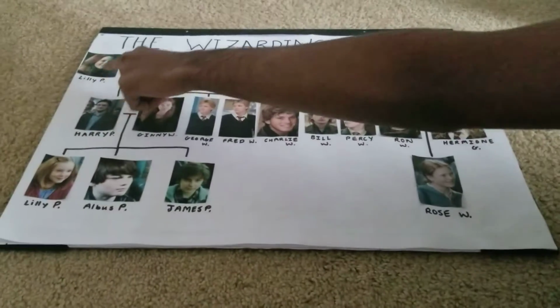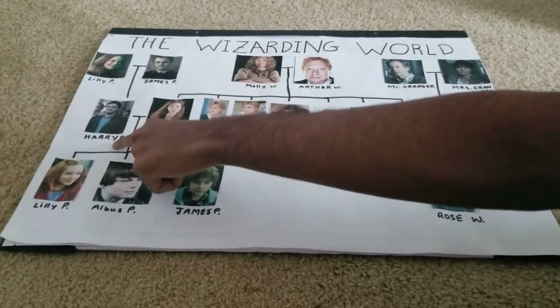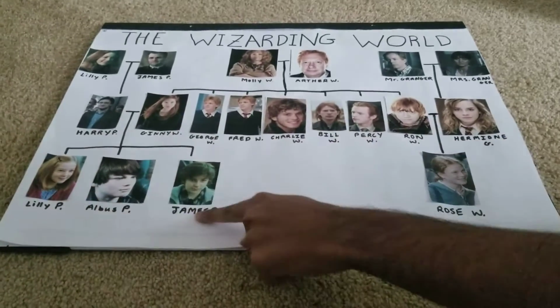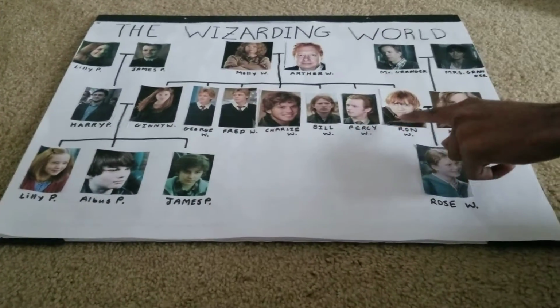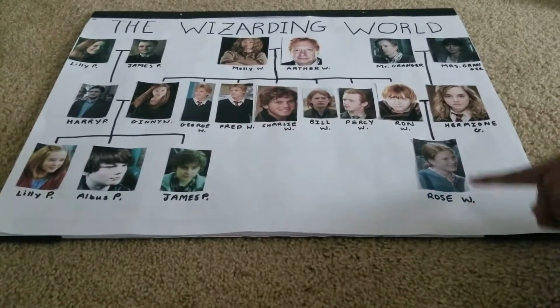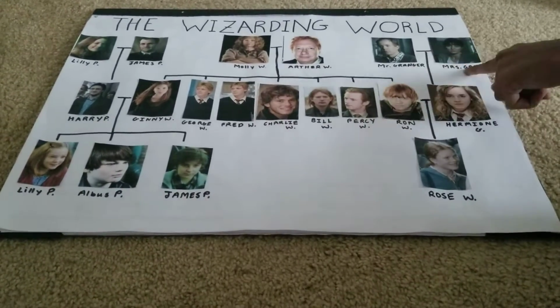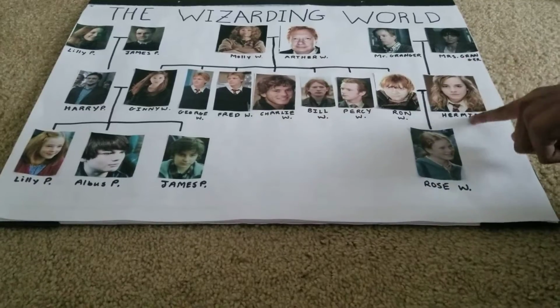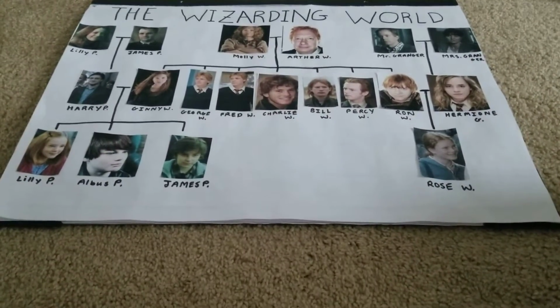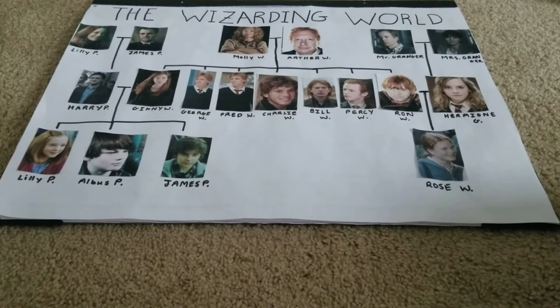This is Lily and James Potter, Harry Potter's parents. Harry Potter marries Ginny Weasley, and these are their kids. On the other side, Ron Weasley marries Hermione Granger, and this is their daughter. And Mr. and Mrs. Granger are Hermione's parents. In terms of the characters themselves, I'm going based off the book.